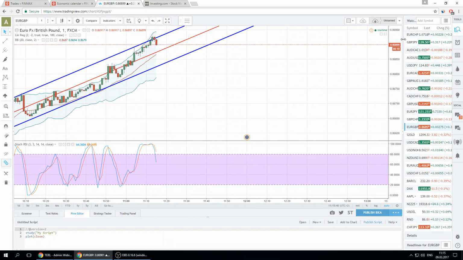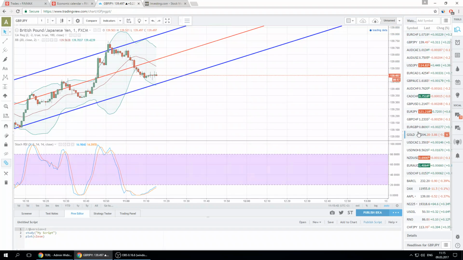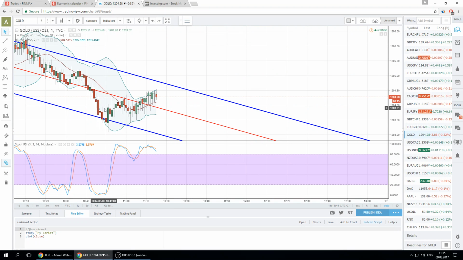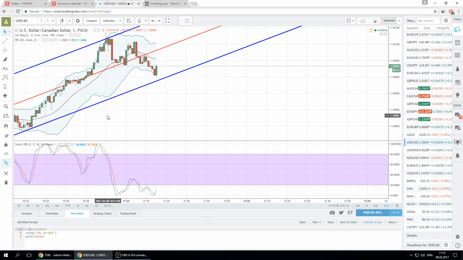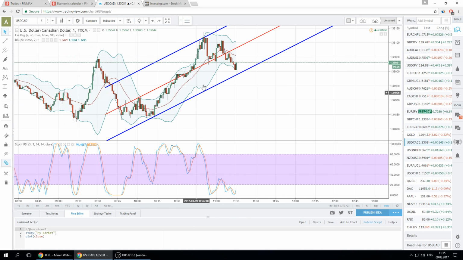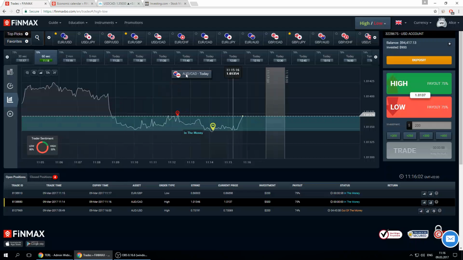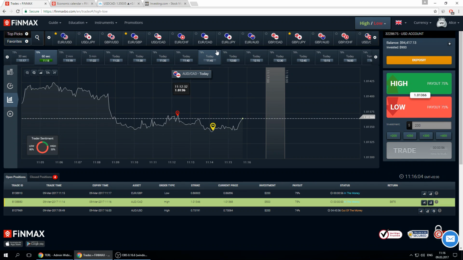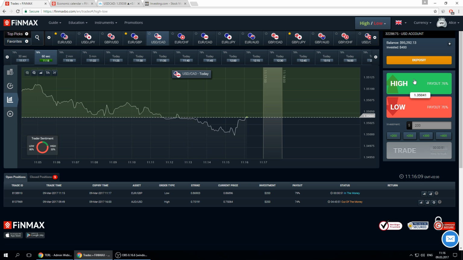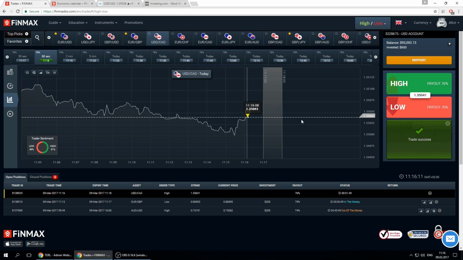And meanwhile, we can also see what's going on with gold. Okay, euro against the dollar Canadian, also pretty good situation. Well, USD Canadian. Let's enter for high for 1 minute.